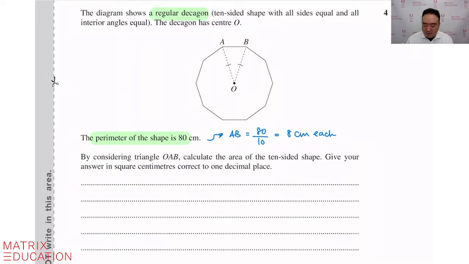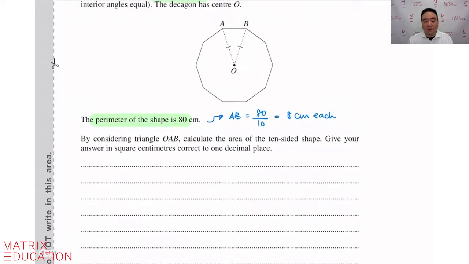Now, the diagram has been given to you already. So we have a triangle ABO. By considering the triangle OAB in this case, calculate the area of the 10-sided shape. Give your answer in square centimeters, correct to 1 decimal place. So because this is a regular decagon, we can find the area of one of these triangles, and then we multiply that by 10. Because if you divide this up, how many triangles are you going to have of the same shape? You're going to have 10 of the same triangle, right?